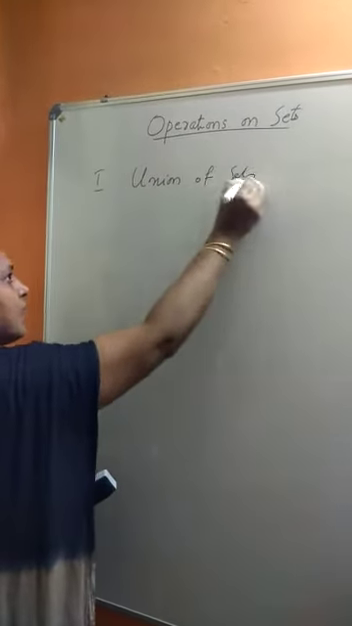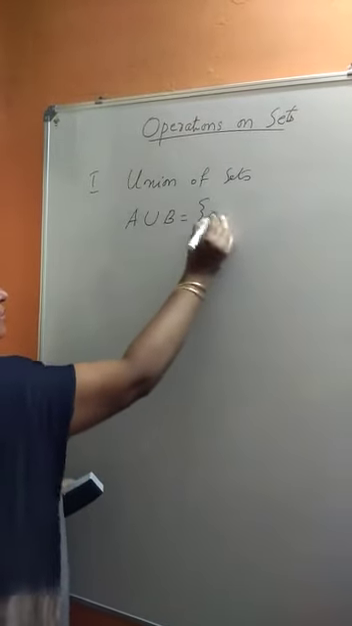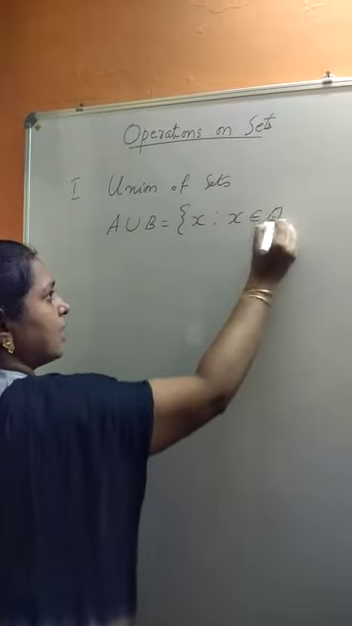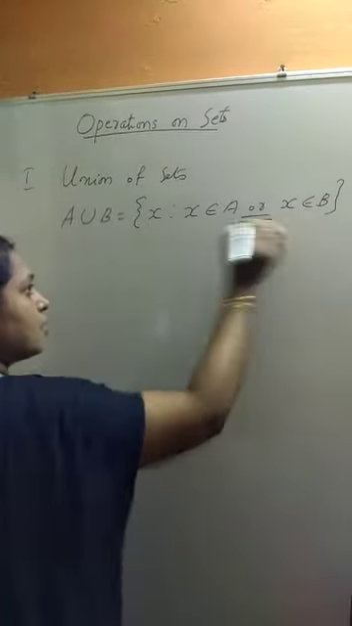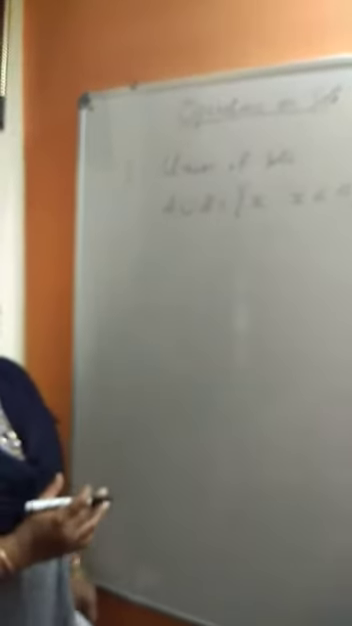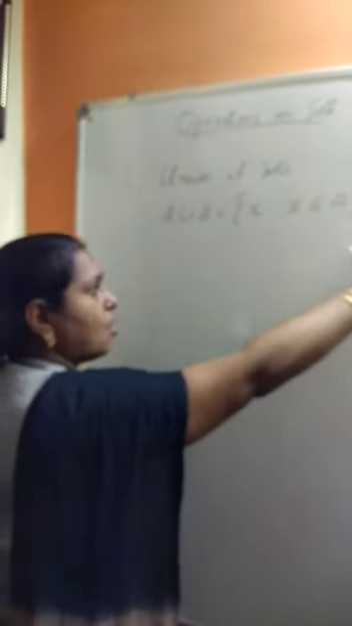Union of sets A and B is defined as A union B is equal to the set of all x such that x belongs to A or x belongs to B. This word "or" is very important. So what is the meaning of this? A union B means we have to form a new set where the elements are present either in A or in B, or it can be the common elements of both A and B. And this symbol is used for denoting union.